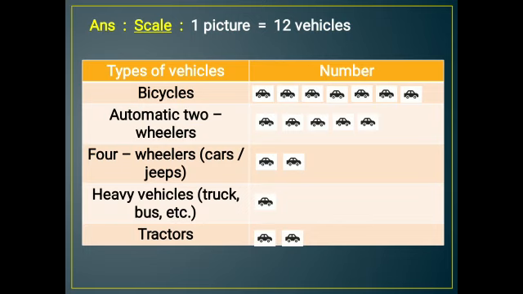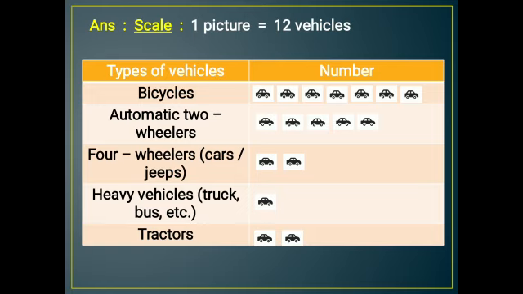So we'll draw the two columns: types of vehicles (bicycles, automatic two-wheelers, four-wheelers, heavy vehicles, tractors) and number of vehicles. We will draw the car shape as a picture. Here 84, so 12. In which table does it go? In the 12th table, yes or no? How many times? 7 times. So 12 sevens are 84. So we will draw the picture of the car 7 times.